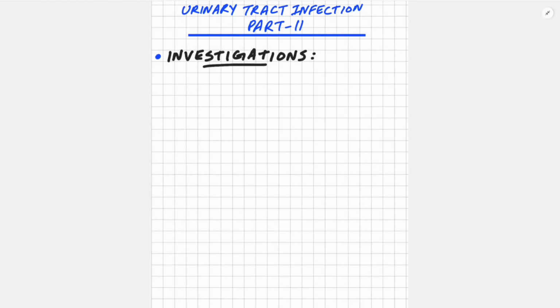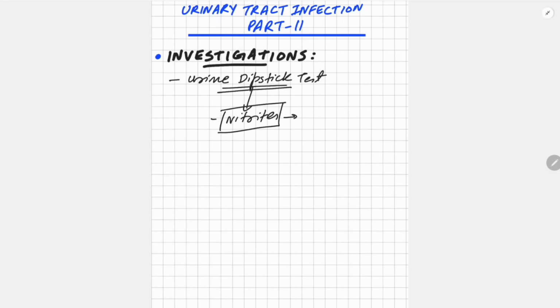So, let's start today's topic by investigations. The first thing you have to remember is urine dipstick test. In urine dipstick test, it indicates the presence of nitrites in the urine, which indirectly indicates the presence of bacteria in urine and thereby helps us to diagnose whether the patient is having UTI or not.